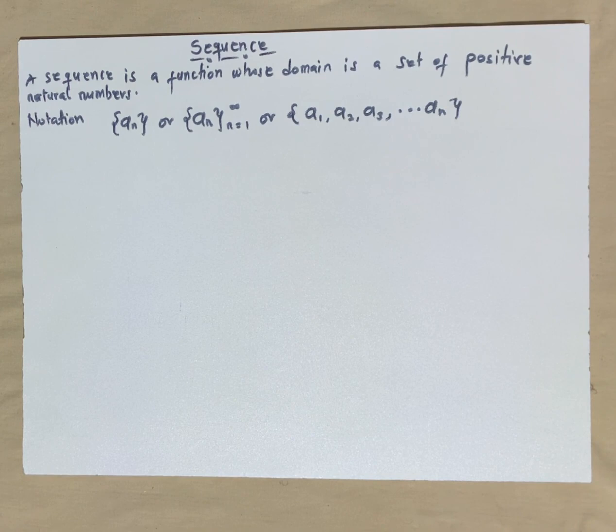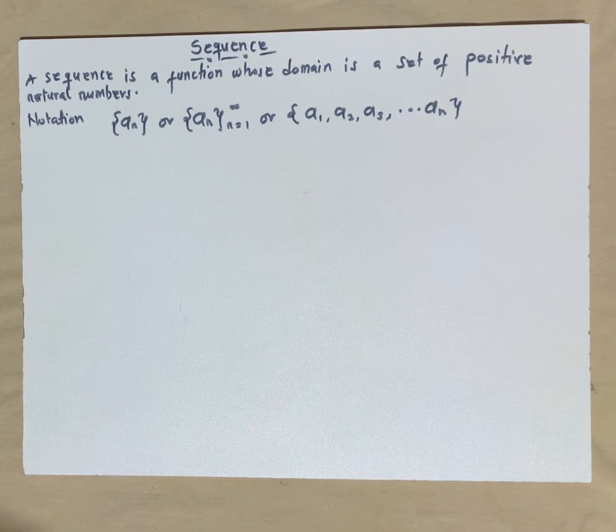You can have a finite sequence and an infinite sequence. A finite sequence is a sequence that has an end, and an infinite sequence, which we'll be talking about the majority of the time, has no end. Very good. So let's look at some examples of how to derive sequences or how to find the formula for a sequence.